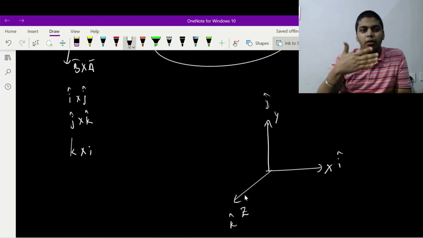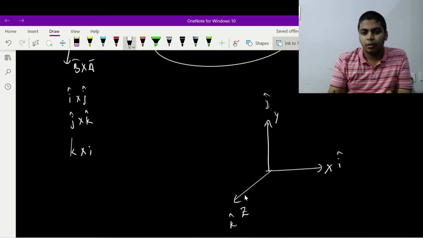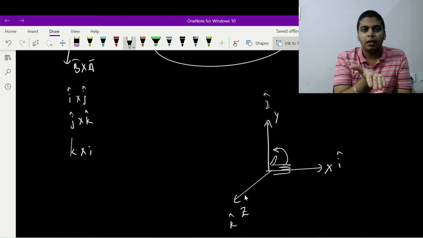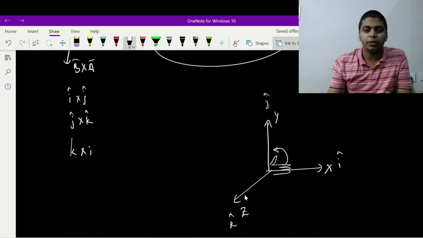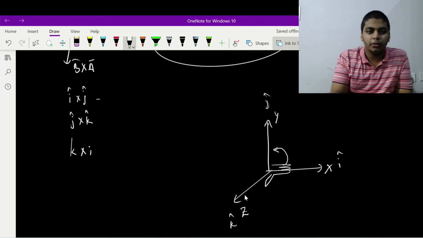Then place your palm on i. I'll assume this is my i and I'm going to cross it towards my j. I'll demonstrate this way, curling my fingers towards j. I have to always use my right hand. Don't forget that you have to always use your right hand. So if I curl my fingers towards j, then i cross j is k cap.